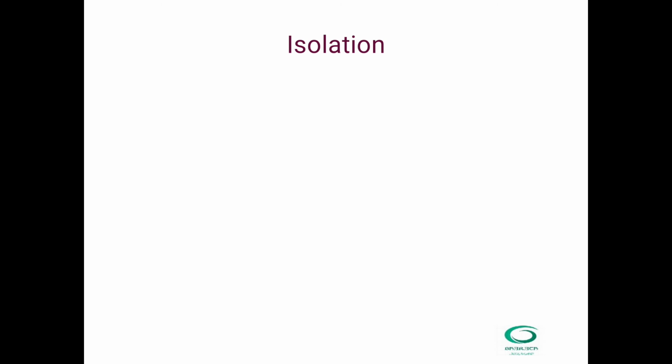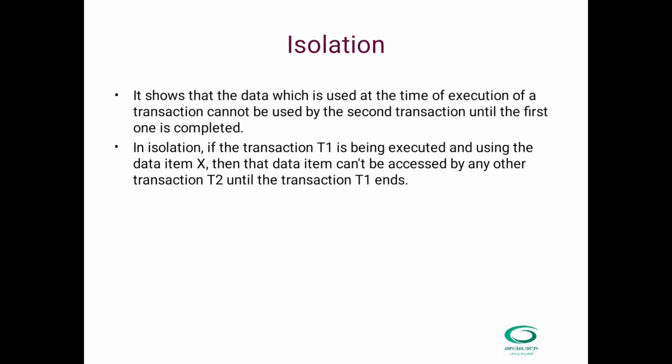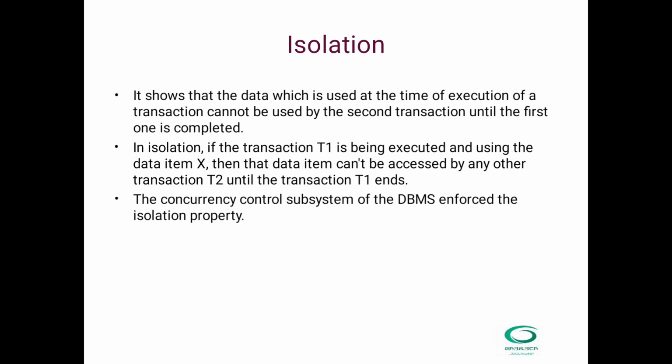Now we will see the isolation. What is the meaning of isolation? One transaction is completed, then only we will perform the next transaction. The data which is used at the time of execution of a transaction cannot be used by the second transaction until the first transaction is completed. For example, T1 is being executed and using the data item X, then that data item can't be accessed by any other transaction T2 until the transaction T1 ends, then that is the isolation.